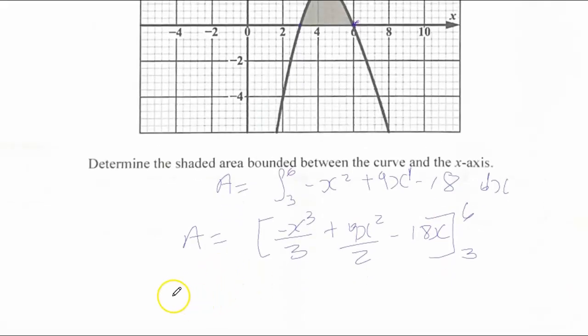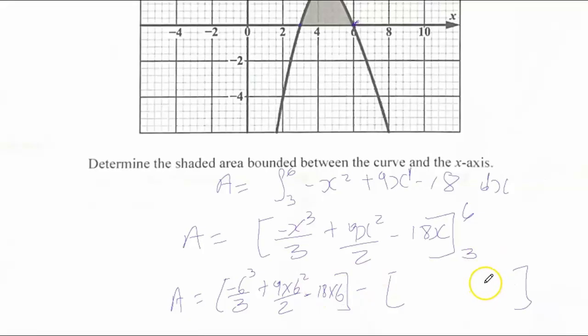So now we form two brackets with a minus between them. In the first bracket, replace x with the top limit. In the second bracket, replace x with the bottom limit. So in the first bracket, x cubed is 6 cubed divided by 3, 9x squared is 9 times 6 squared divided by 2, and minus 18 times 6.